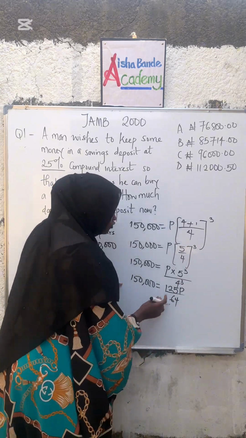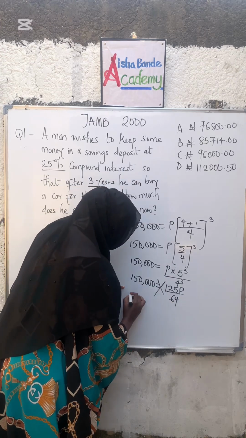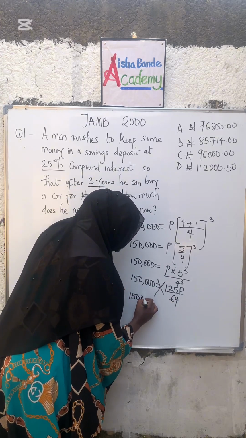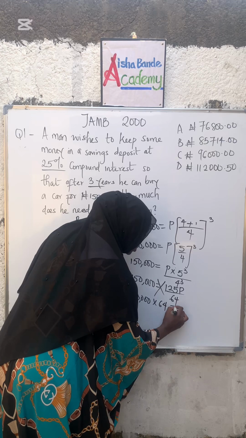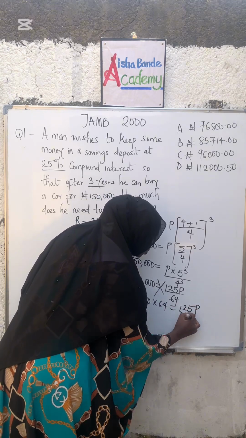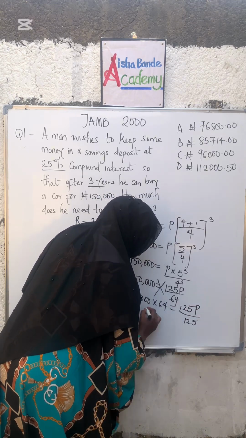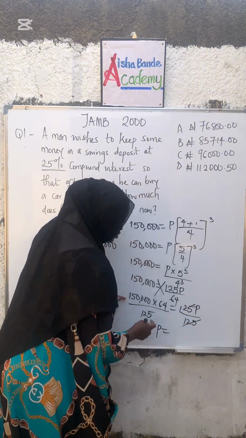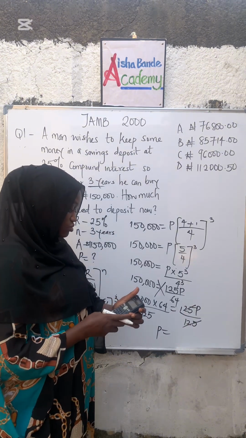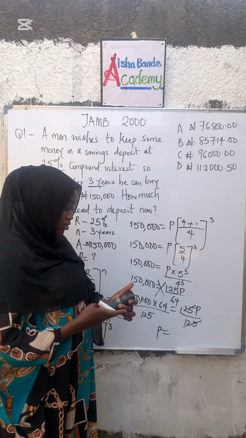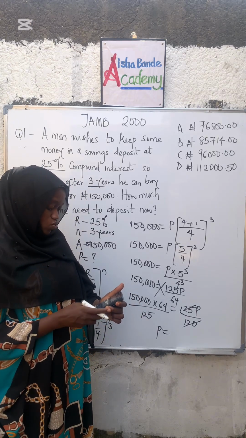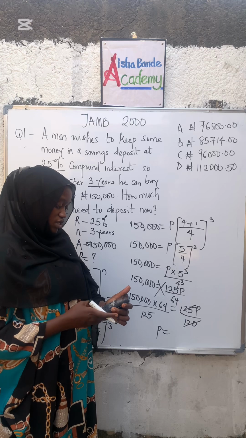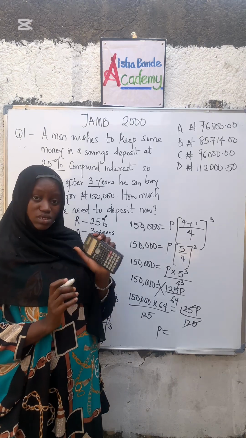Okay, so from here we cross multiply. This is the same thing as saying 150,000 times 64 is equal to 125P. So we divide through by 125. Okay, so 125 cancels 125. Here we have 64 times 150,000, okay, divided by 125, and this gives us a value of 76,800.